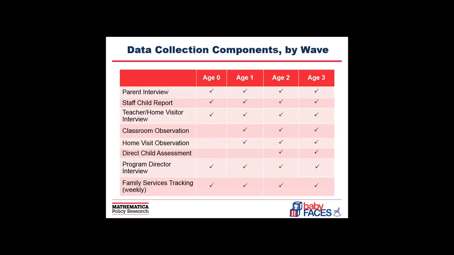Child assessments at ages 2 and 3 also included 2 video recorded assessments, the Early Communication Indicators, or ECI, and the two bags task. And I'll say a little bit more about both of these in a moment. And finally, we also collected weekly reports on the services offered to and received by families and conducted interviews with program directors.